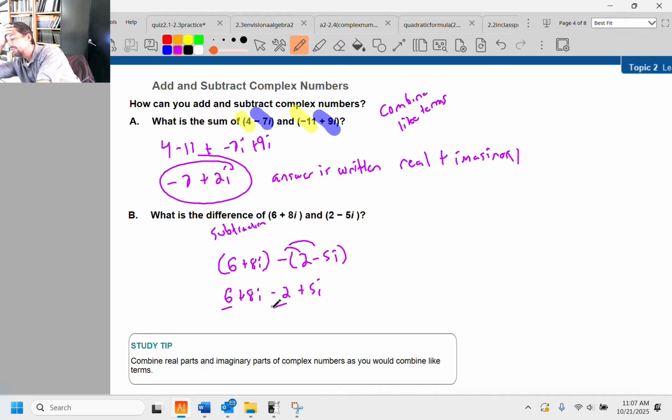And again, we're going to focus on like terms. We have a 6 minus a 2, which is a 4. And then we have 8i plus 5i, which is 13i. And again, we write it as the real plus the imaginary. So that one's in the right form. And there's your study tip. I mean, it's just like terms.